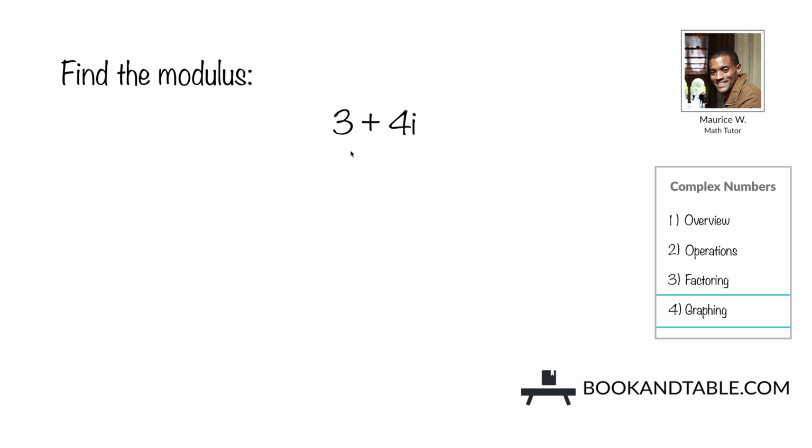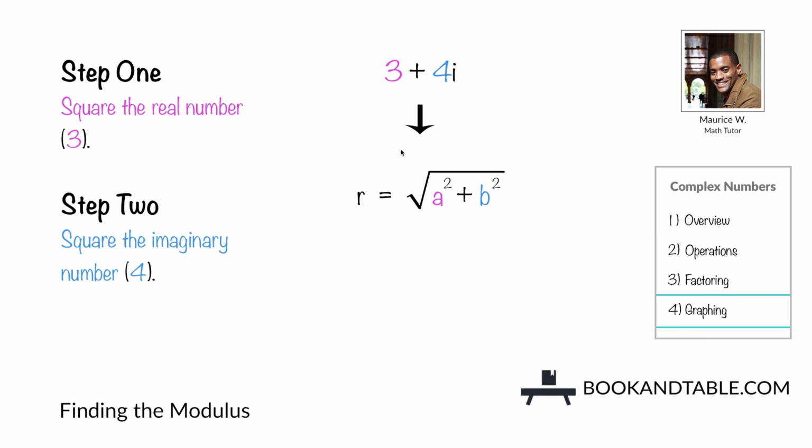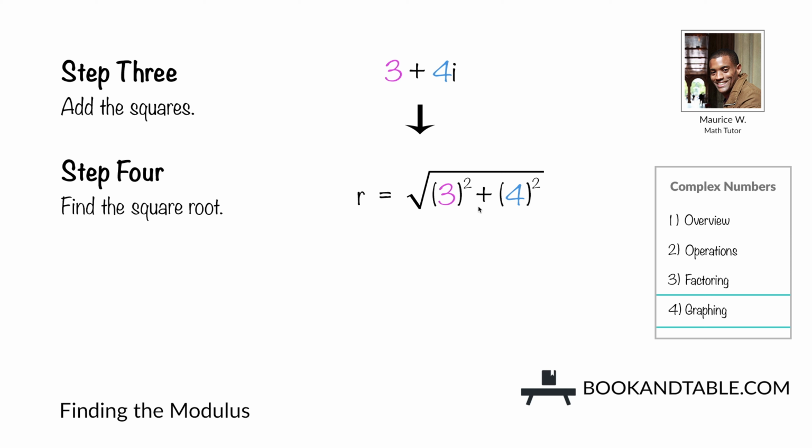Let's say you were asked to find the modulus of the complex number 3 plus 4i. Step 1, square the real number, 3. So we'll plug in 3 for a here. So we get 3 squared. And the second step, square the imaginary number, which would be 4. You can leave the i out. And then you add the squares together. And then the fourth step, find the square root. So we wind up with r is equal to the square root of 3 squared plus 4 squared, which would be 9 plus 16. 9 plus 16 is equal to 25. And if r is equal to the square root of 25, then r is equal to 5. So that is how you would go about finding the modulus.